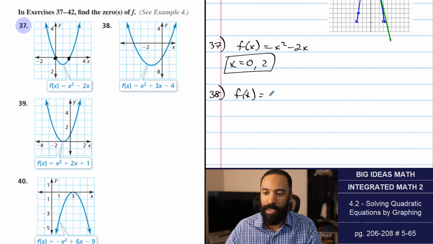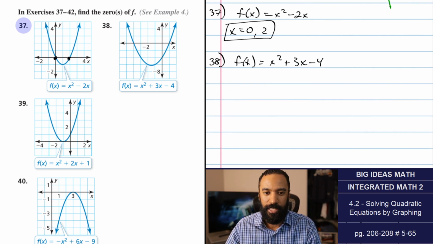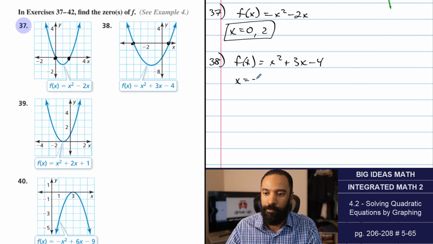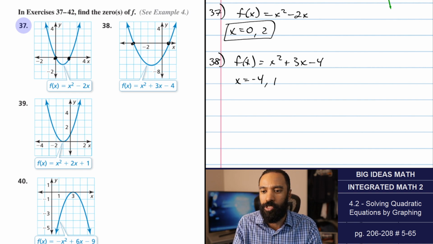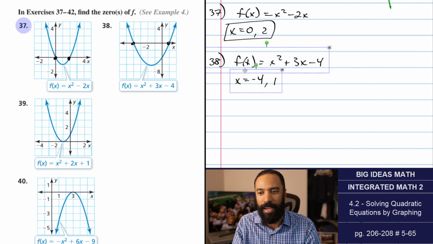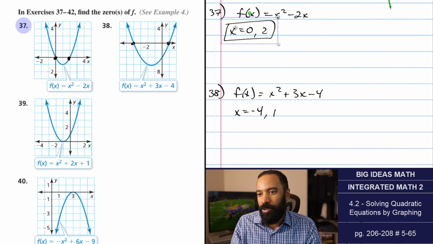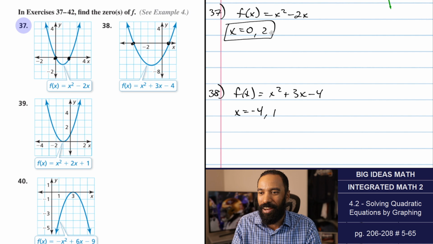So number 38, f of x equals x squared plus 3x minus 4. Look where they're crossing the x-axis here. Looks like at negative 4 and 1. So x equals negative 4 and 1. Okay, here's what I'll do. They show it on the graph. I'll at least factor these for you guys. It's a weird question for them to just ask. I'm trying to drag this thing over. This isn't working. Okay, anyway.